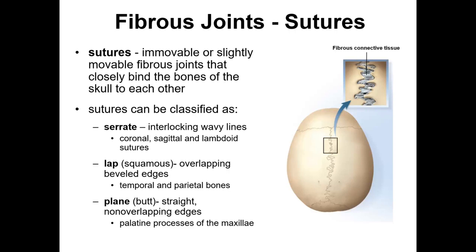Then you can have a lap, sometimes referred to as a squamous, which is overlapping beveled edges. We see these between the temporal and the parietal bones of the skull. And then we have the plane or the butt, which is a straight, non-overlapping edge. We see these between the palatine processes of the maxillae. So basically, it just depends on how these two bones are suturing.